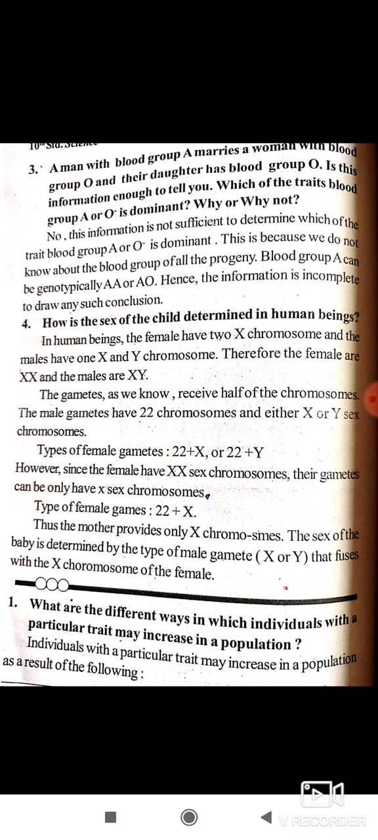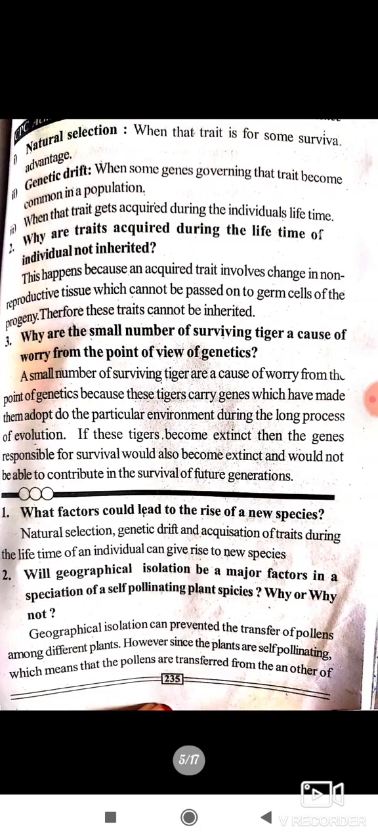So there are two types of male gametes: 22 plus X and 22 plus Y. However, since the females have XX sex chromosomes, their gametes can only have X sex chromosomes. The type of female gamete is 22 plus X. Thus, the mother provides only X chromosomes. The sex of the baby is determined by the type of male gamete, X or Y, that fuses with the X chromosome of the female.